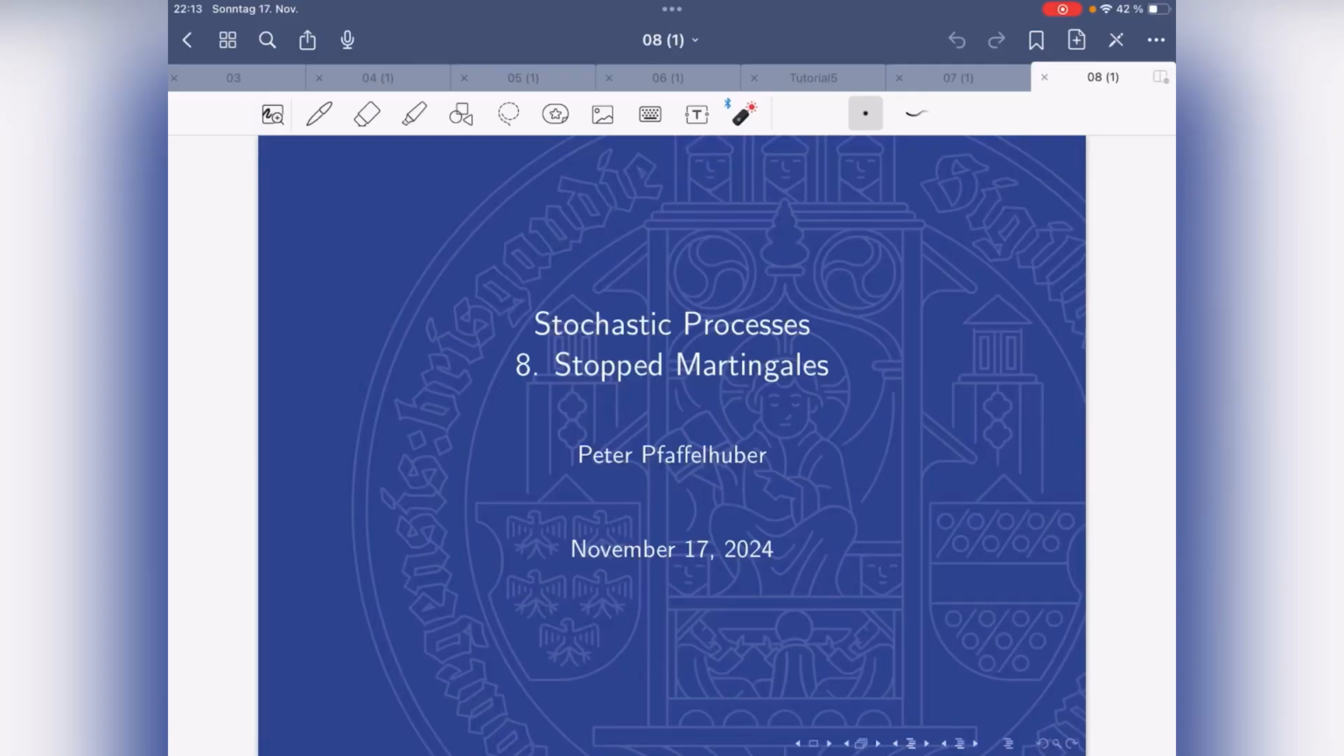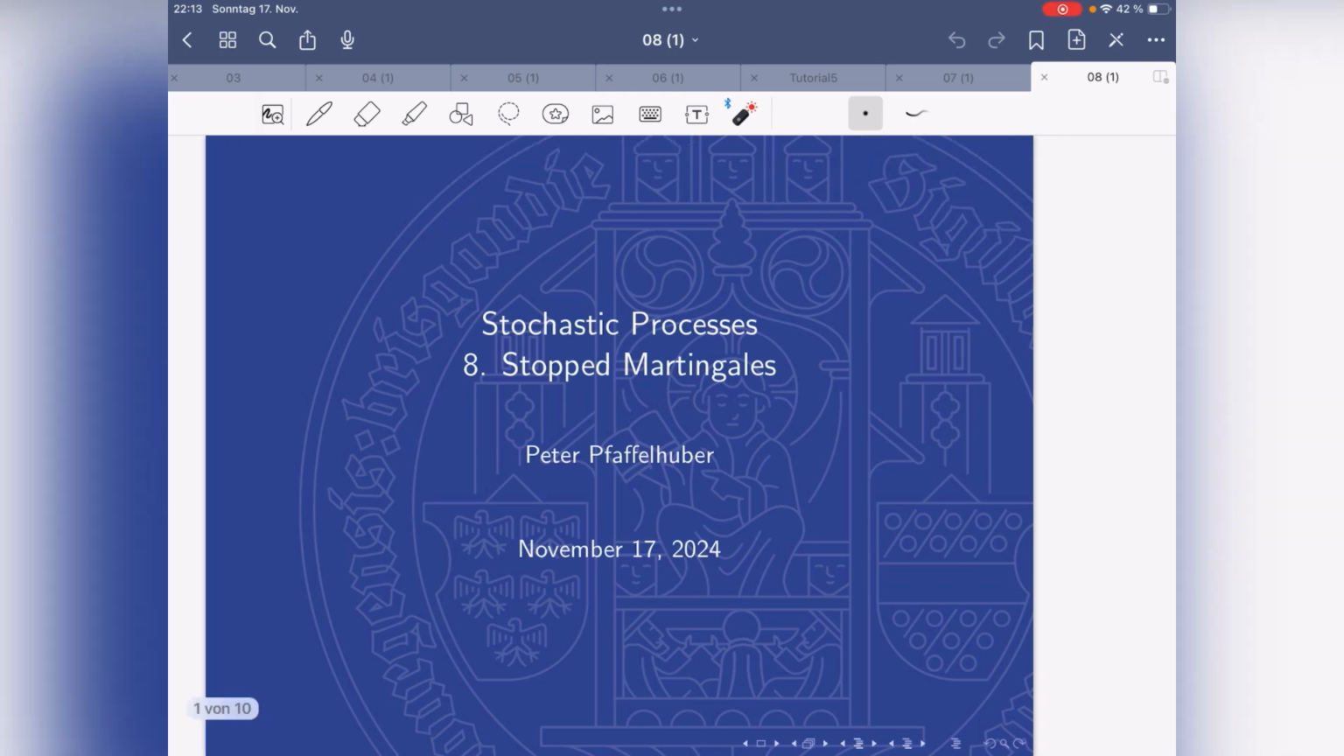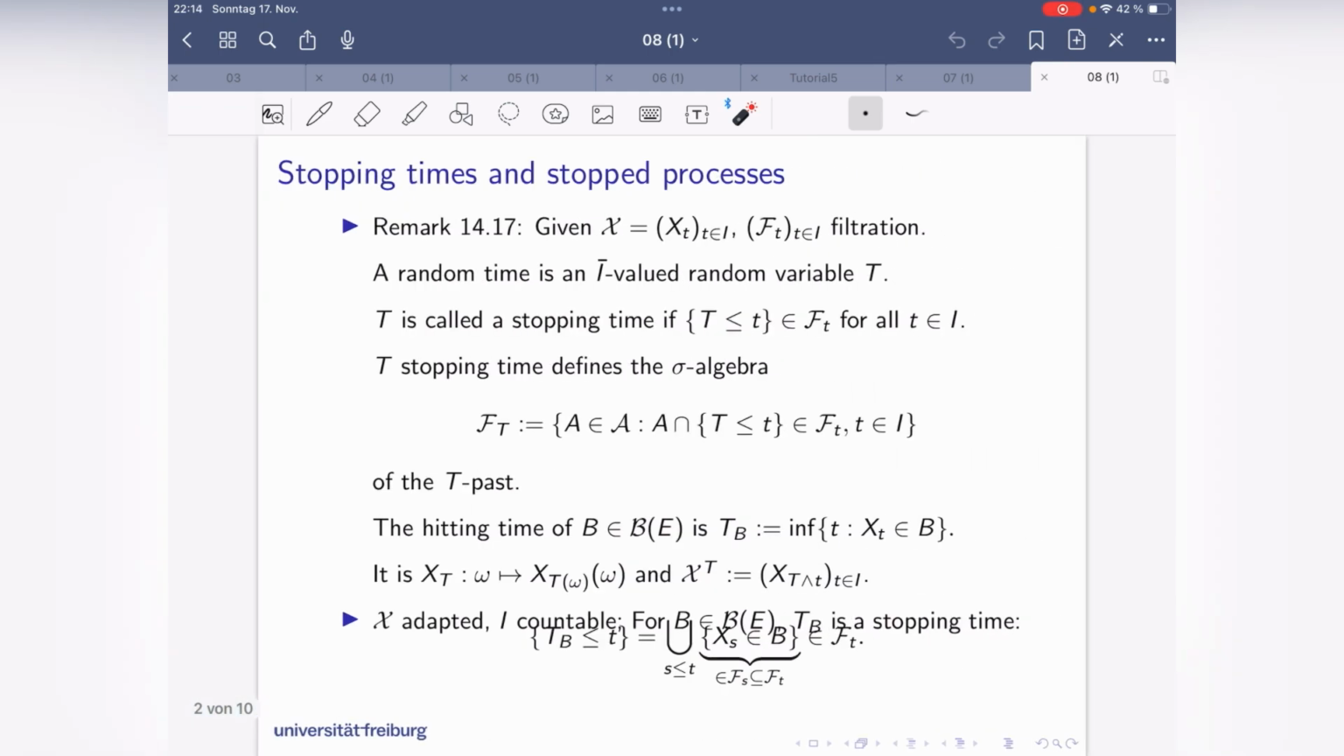Okay, let's do it. This question is actually a question about stopped martingales. And we already know what stopped stochastic processes are, but let me recall this.